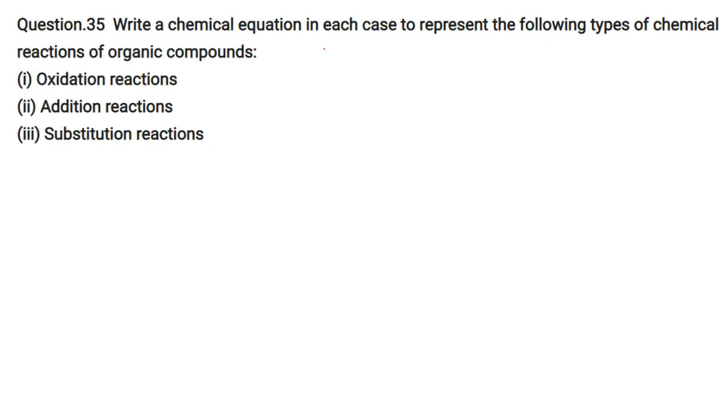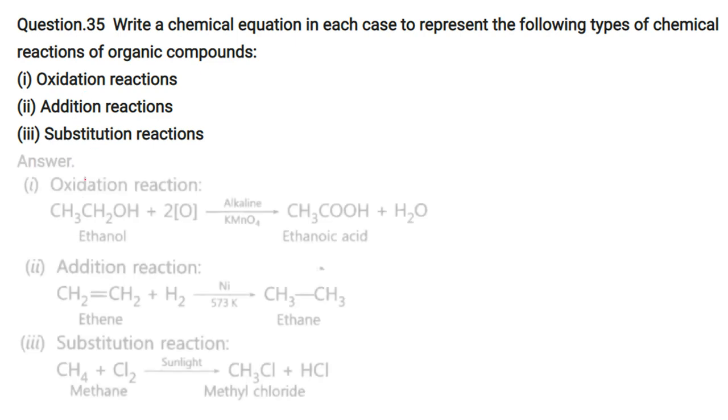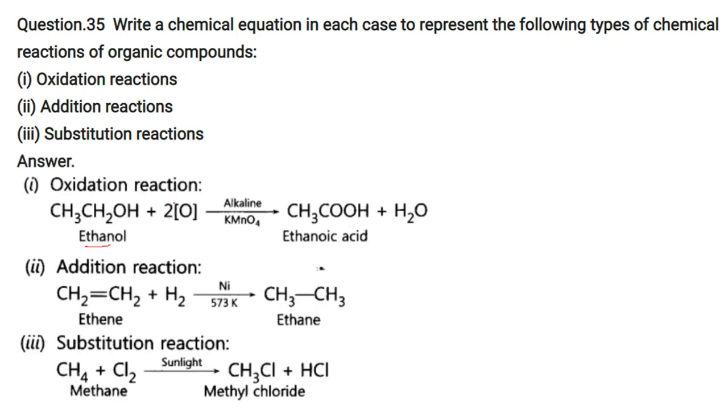Write a chemical equation in each case to represent the following types of chemical reactions of organic compounds. Oxidation reactions. So this is ethanol. When it is treated with alkaline KMnO4, potassium permanganate, it gives you ethanoic acid. Addition reaction. This is ethene with hydrogen in presence of nickel at 573 Kelvin, it gives you ethane. It's an addition reaction.